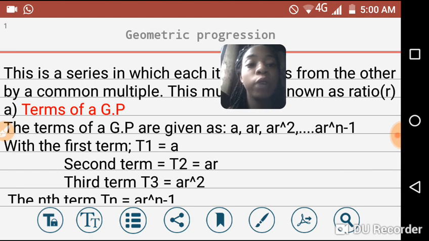Please try to watch this video again for you to be able to understand, because in the next video we are going to be solving an example, so you'll be able to understand a geometric progression.